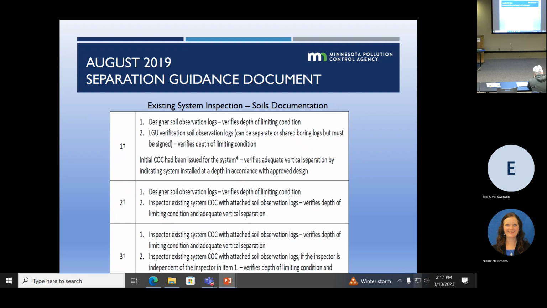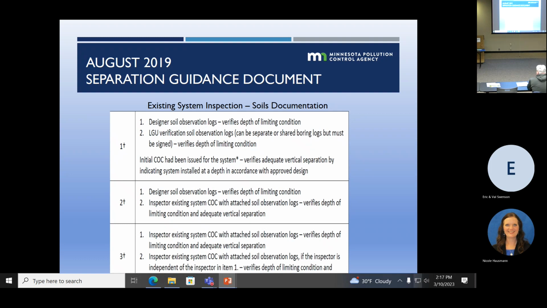And then the final option, which is the first one on the page here, is I'm going to use the designer's information and I'm going to use the county's information. And I would say, well, the county's information, maybe. It depends on if they have all that information in there or not. That soil boring log is the dead giveaway. If they don't have one, you're not able to use that.